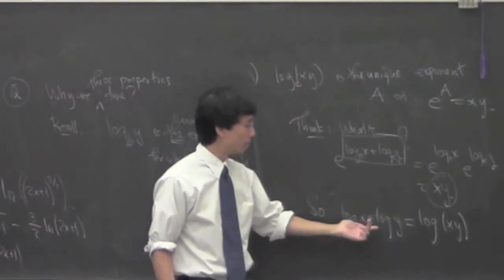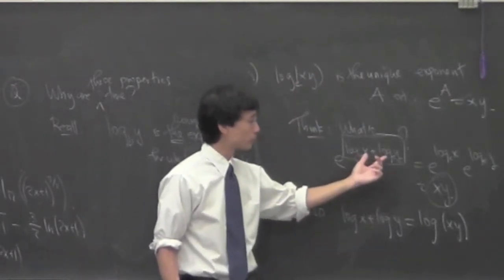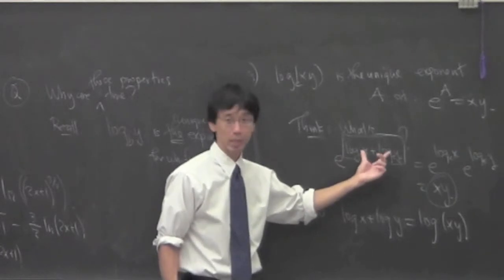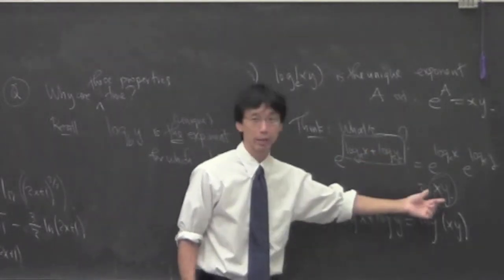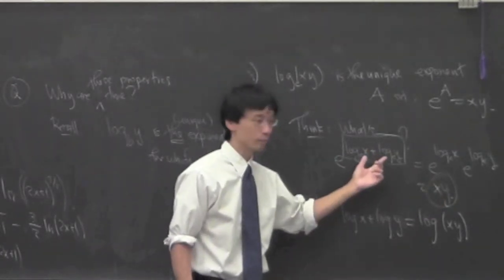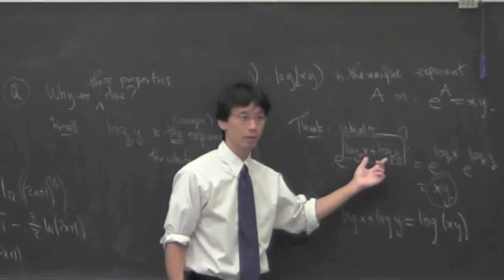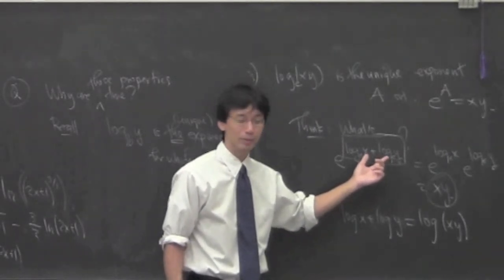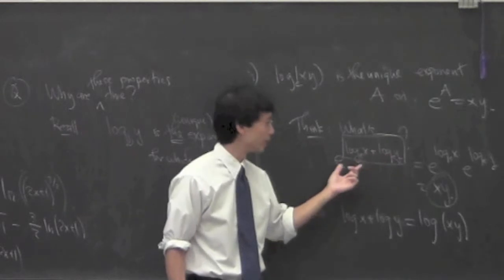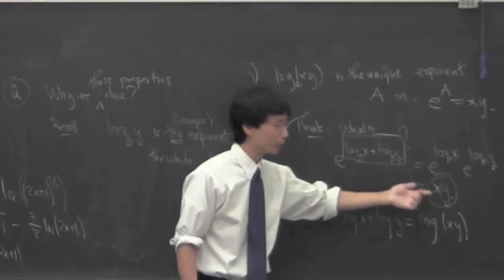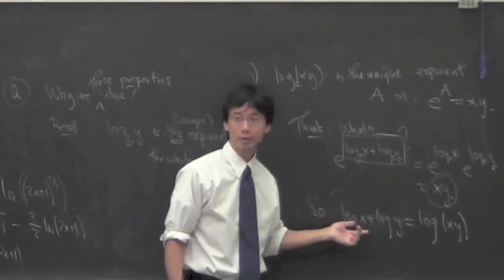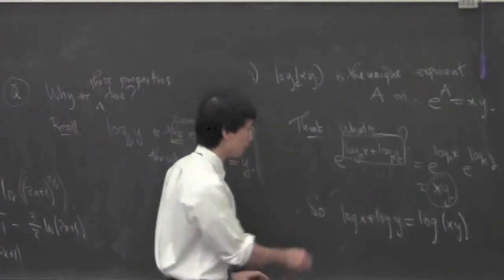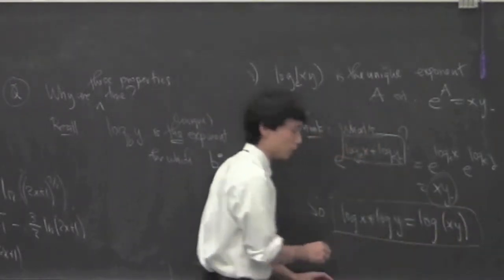Well, we notice that if we raise e to this power, the sum of the logs, we get xy. Well, then that thing must be log xy. Right? Because there's only one person who does this. There's only one person with this ability. You raise e to that thing, you get xy. Okay, so that's why log of xy is log x plus log y.